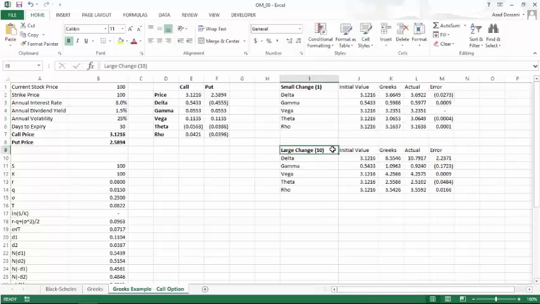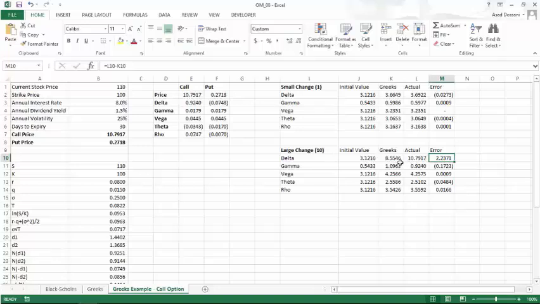So suppose now instead of the change of 1, we're going to look at a change of 10. Suppose, for example, the stock price goes from 100 to 110. Now, according to the Greeks, the option price should go to 8.55. It actually goes all the way to 10.79. So there's a huge error of 2.237 here. That's very large, almost 2/3 of the value of the option price.